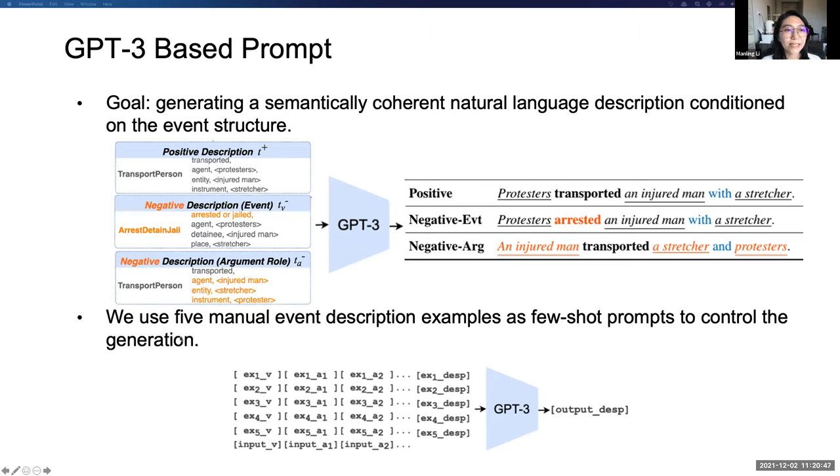What we did is we use five manually curated examples as the few-shot prompt, and then concatenate it with the input event structure and ask GPT-3 to output these kinds of sentences. It shows a pretty good result. So these prompts in the table are the actual output from GPT-3.